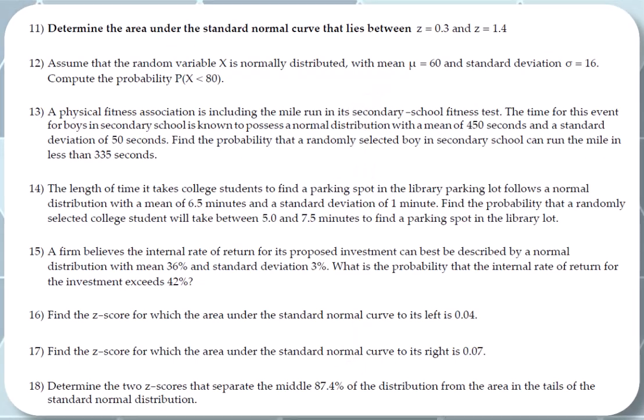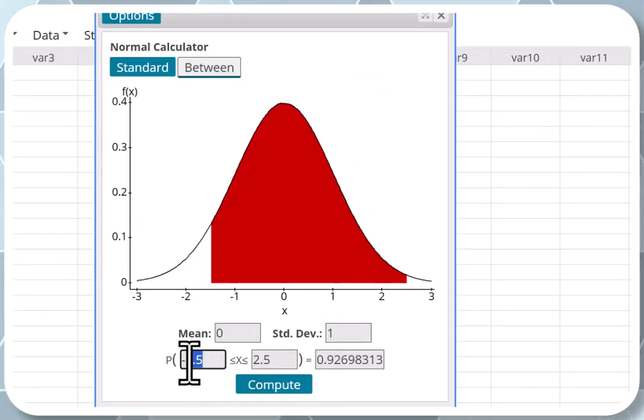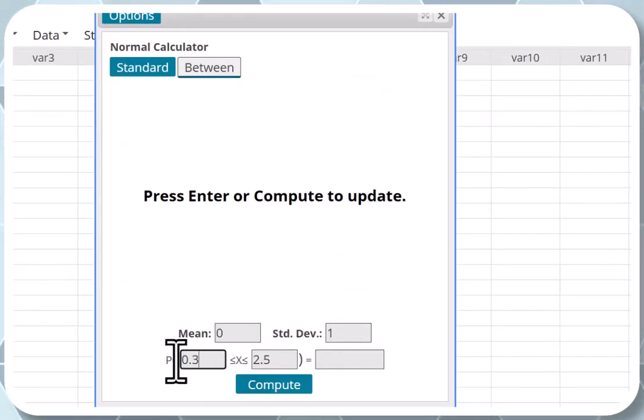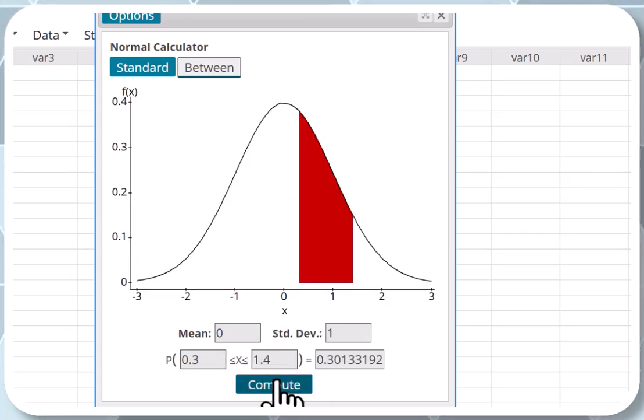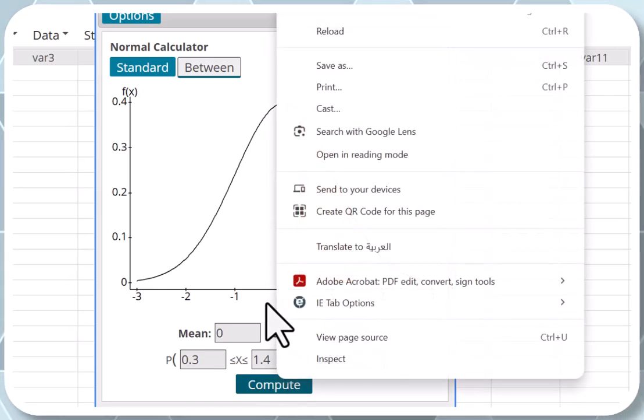Okay. Number 11. Find the area under the standard normal curve that lies between 0.3 and 1.4. Here's how you do it. So change to 0.3 right here and 1.4. It's 0.3013.